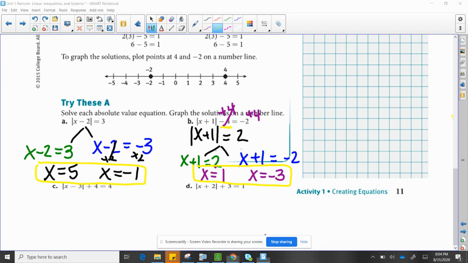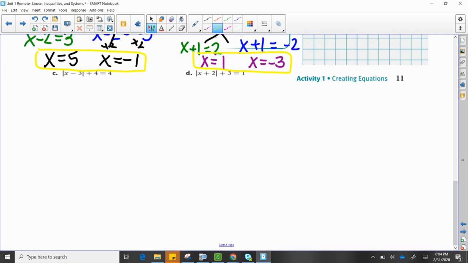Let's look at C. So we have the absolute value of x minus 3 plus 4 is equal to 4. So what should we do first here in this problem? Well, hopefully you said we want to isolate the absolute value, okay? So I'm going to subtract 4 on both sides. So 4 minus 4 is going to give me a 0.